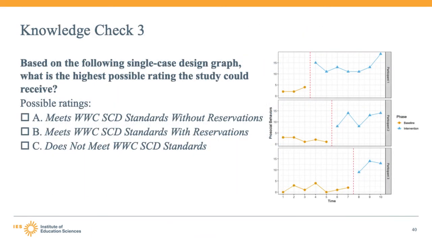Knowledge Check 3. A multiple baseline across participants design with 3 cases reports the following figure. Based on the graph shown here, what is the highest possible rating the study could achieve? Your choices are A. Meets WWC SCD standards without reservations. B. Meets WWC SCD standards with reservations. C. Does not meet WWC SCD standards. You may want to pause the video now to think about your answer.